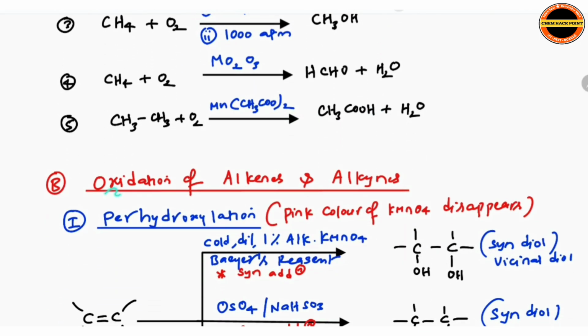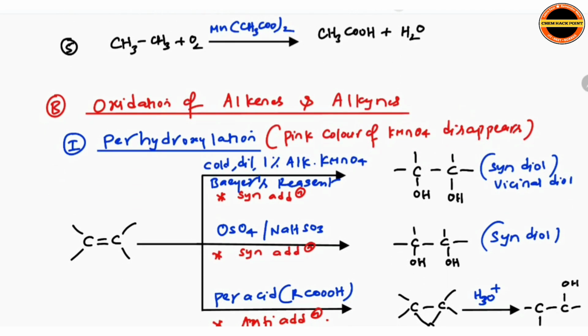Okay. Next, see oxidation of alkenes and alkynes, hydroxylation. In hydroxylation, the pink color of KMnO₄ disappears. If any substance gives this test, the pink color of KMnO₄ disappears. Hydroxylation, that too especially which one? It is for KMnO₄, Bayer's reagent.